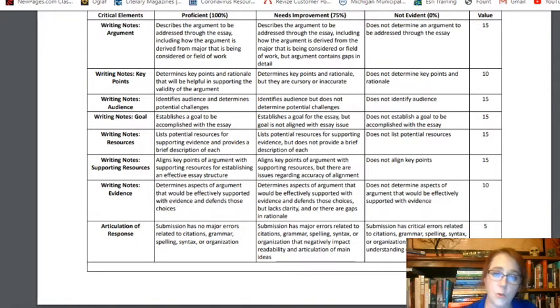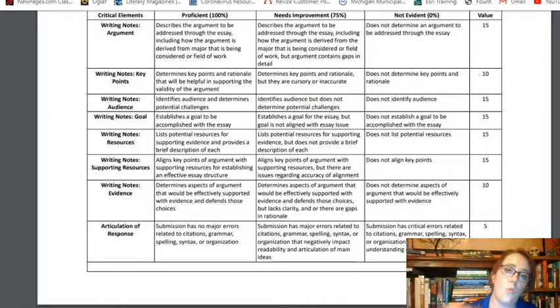Again, we can be super specific or we can talk about types. I tend to encourage us to be a little bit more specific, but I know we haven't really dove into, I teach English, into our research yet. Be specific if you can. The next one that we're looking at is supporting resources. Do you align your key points of the argument with the supporting resources that you're intending on using?